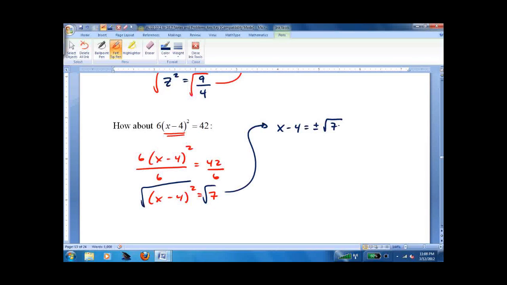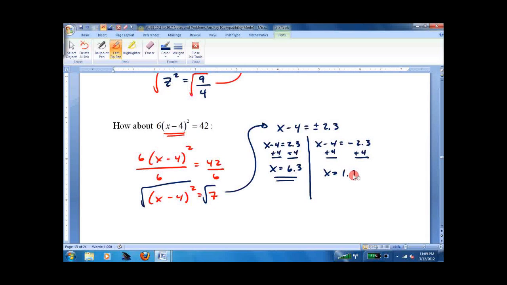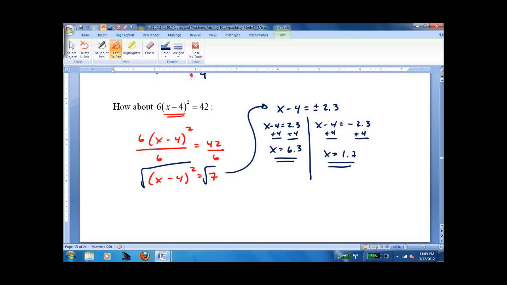Later on, we'll actually take that as is. But for now, we can take the square root of it. This is approximately 2.3, I believe. I don't have a calculator handy. And then we break it into 2 pieces. One's the positive. One's the negative. So there's 2 solutions, 2 roots.